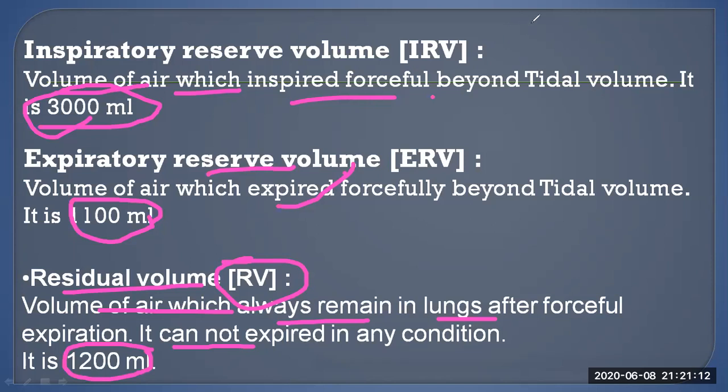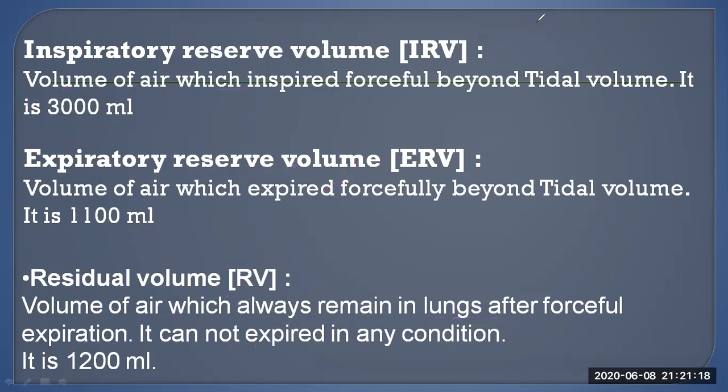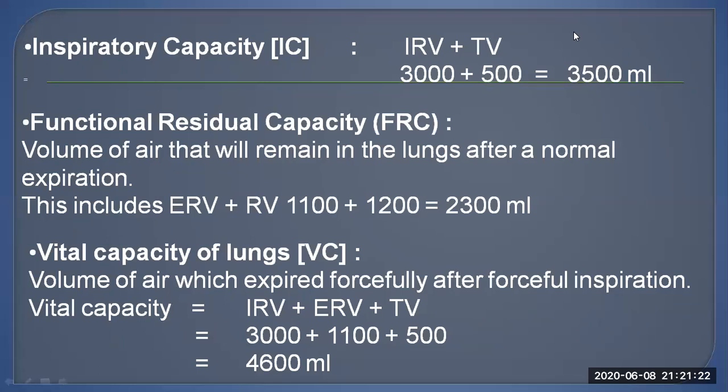So this is the volume, and now we will talk about the capacities, that is pulmonary capacities or lung capacities. I had already told you the combination of the volumes is called the pulmonary capacities or lung capacities. Firstly we will see the inspiratory capacity. Inspiratory capacity means the summation of tidal volume and inspiratory reserve volume, it is called the inspiratory capacity.